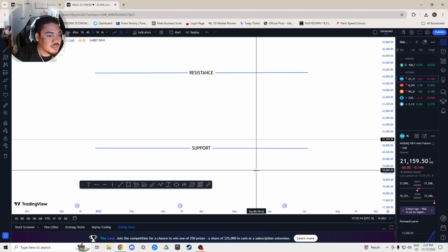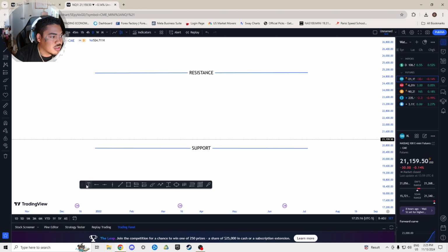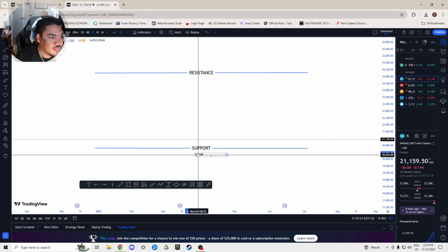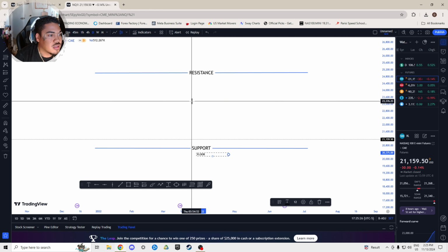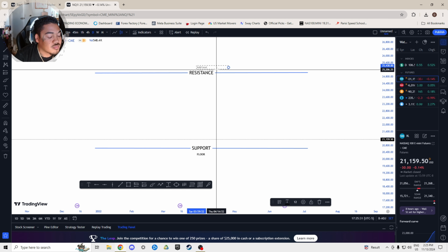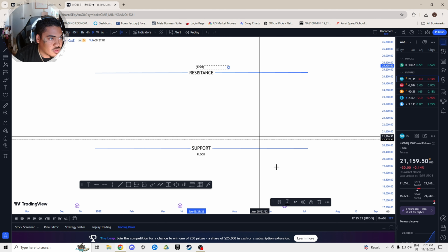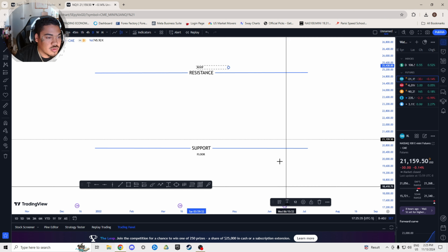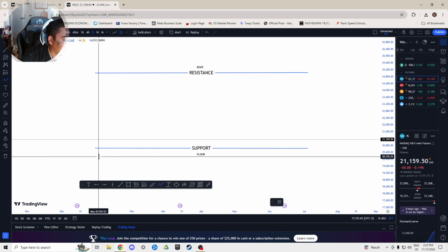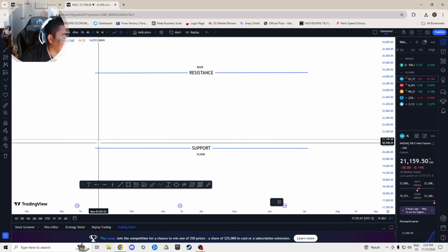You can also call it your floor right here, and then you got your roof. We're gonna lock that in right there. So for example, the market's gonna display these types of patterns right here. You'll see them every day. Like I said, when you have enough chart time, they'll be easy to recognize.